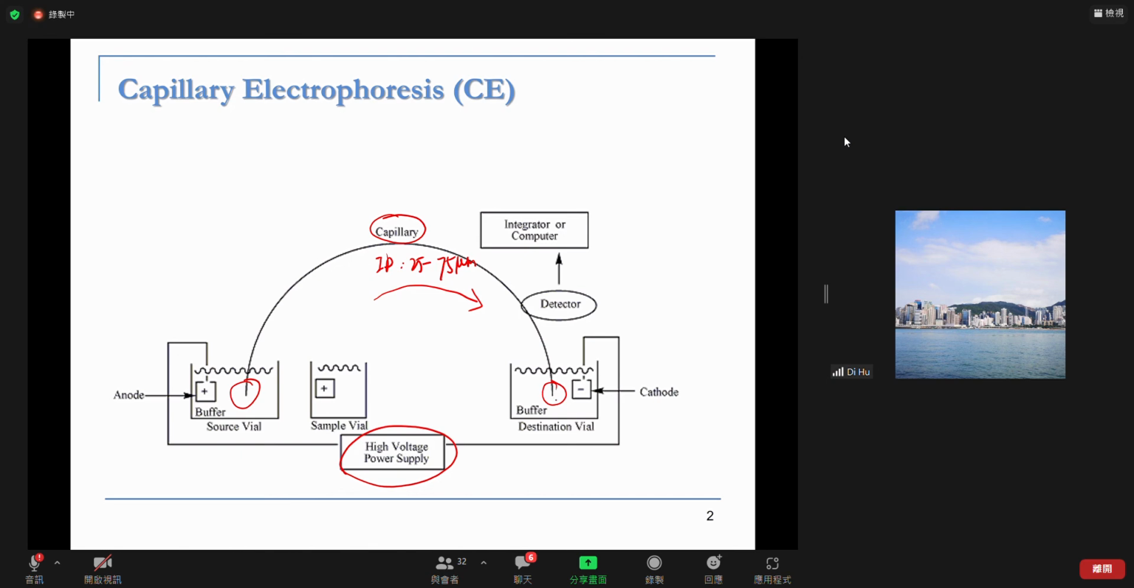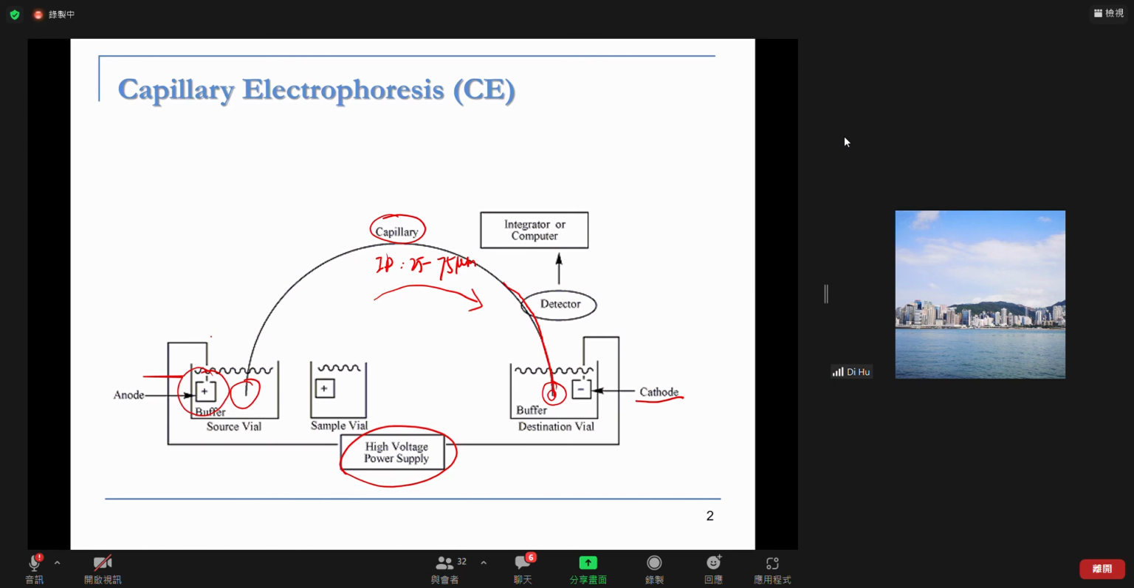Why do they say destination vial? Because the end of the capillary is very close to the detector. You can see the capillary is passing through the detector, part of it is inside the detector, and the end is located in the destination buffer. Two electrodes come here. The destination buffer vial is the cathode, and the source vial is the anode.